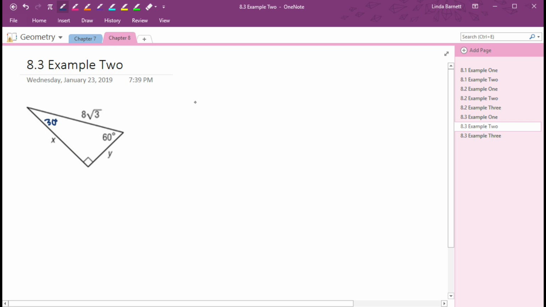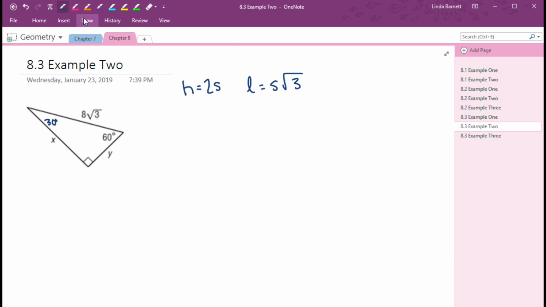So I get to use two very important formulas: the hypotenuse is equal to 2 times the short leg, and the long leg of my triangle is going to be equal to the short side times root 3. These are the two formulas that I'm going to get to use, but to use them I have to know what each of these segments is.